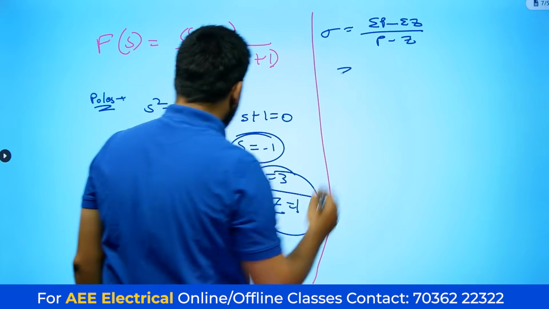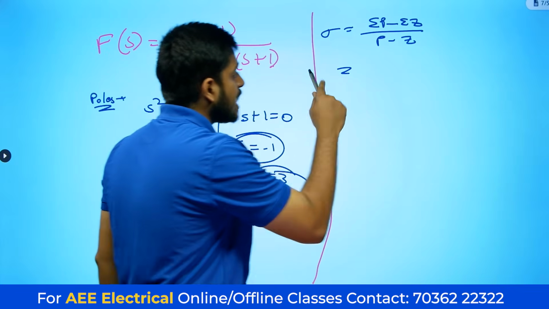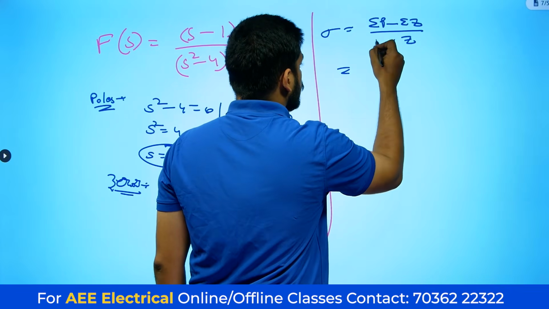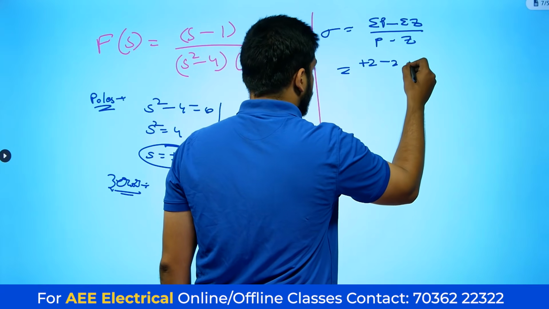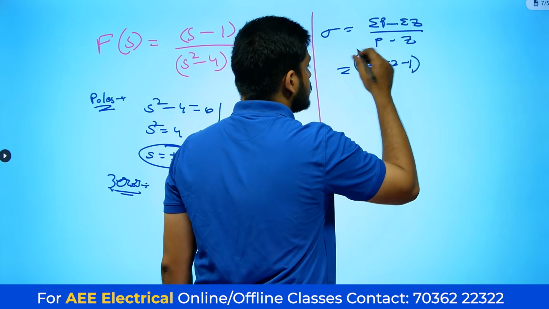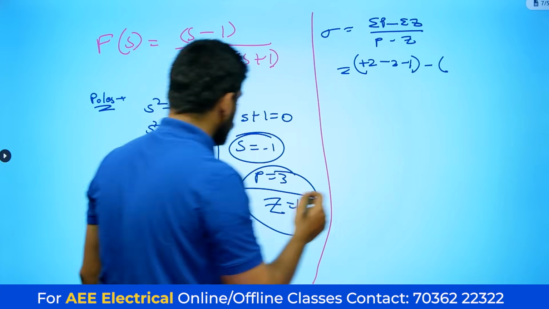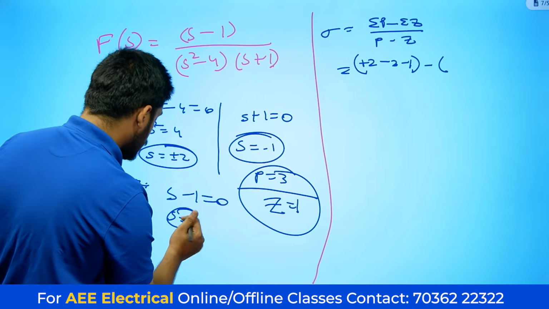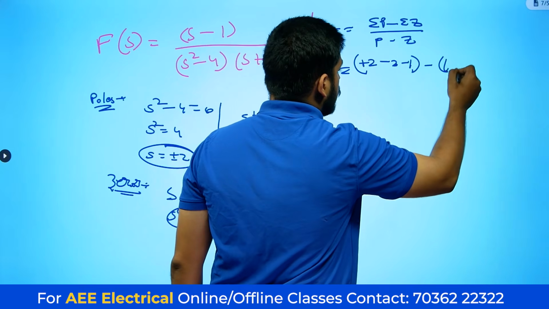So from this point, what are my poles? Plus 2, minus 2 and minus 1. Let us add all those three: plus 2, minus 2 and minus 1. These are the sum of my poles. And minus of, what is my zero? Here I have made a mistake, sorry. My zero is s equal to 1. So exactly 1. Here it will be 1.